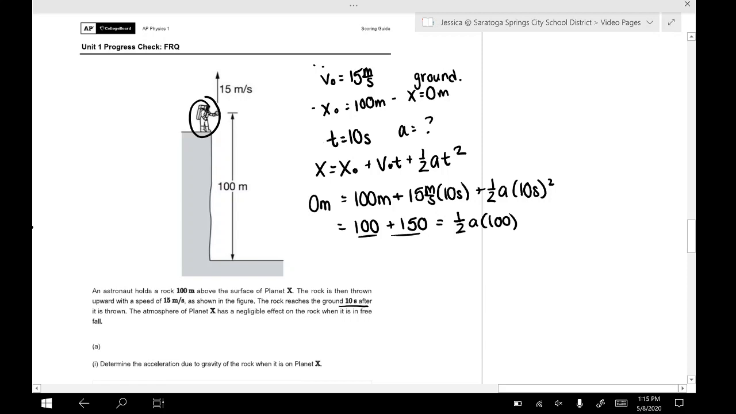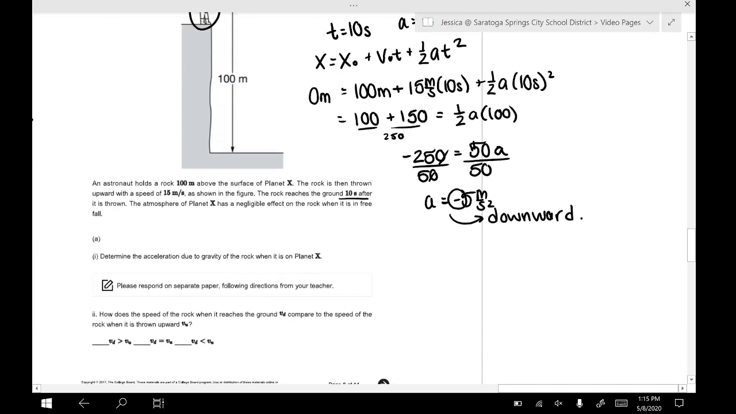So these two combine to give me 250, which I can then subtract from both sides. So negative 250 is, well, 1/2 times 100 is 50 a. And then I'm going to divide both sides by 50. Okay, so the acceleration is negative 5 meters a second squared. And remember that negative just tells us that the acceleration is downward, as we might expect.